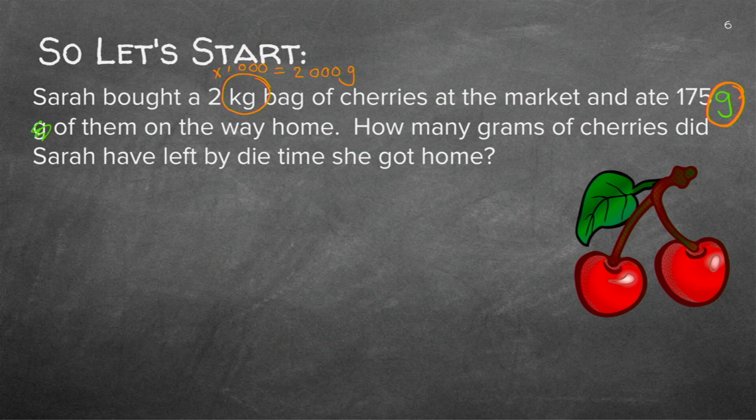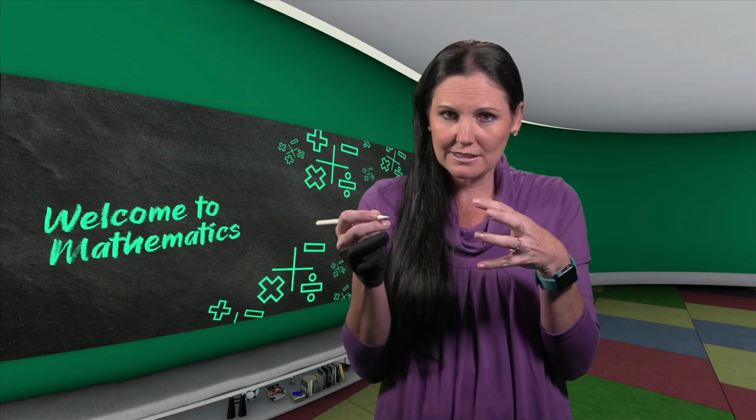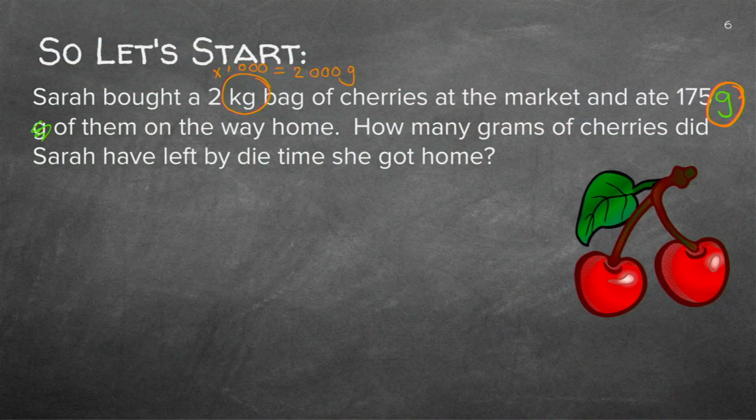Sarah bought a 2-kilogram bag, which is 2,000 grams now, of cherries at the market and 875 grams of them on the way home. How many grams of cherries did Sarah have left by the time she got home? So what happened here? Had a lot of cherries. Some of them are missing now. So what calculation do you have to use? Yes, subtraction. So your calculation will be 2,000 grams minus 175 grams. And we don't care about the answers now. We just want you to see what the calculation will be and how to convert your units.